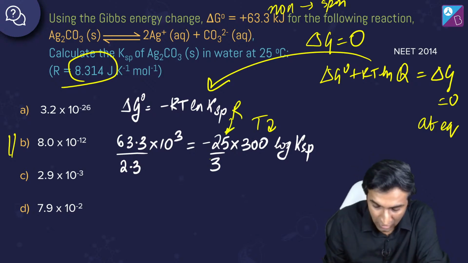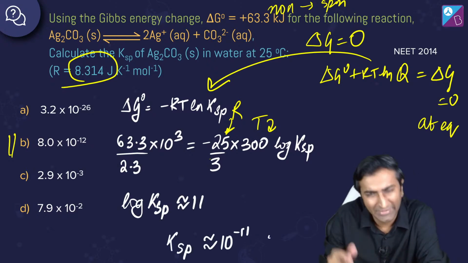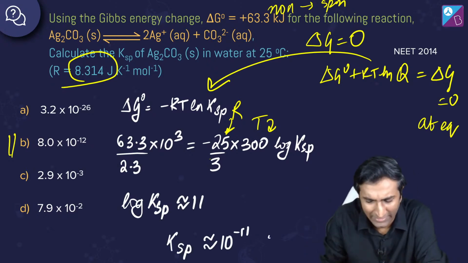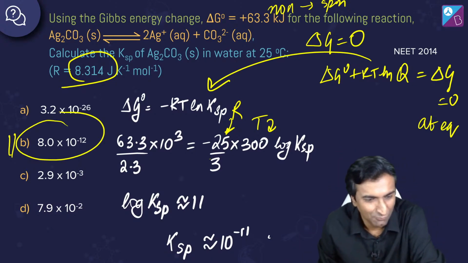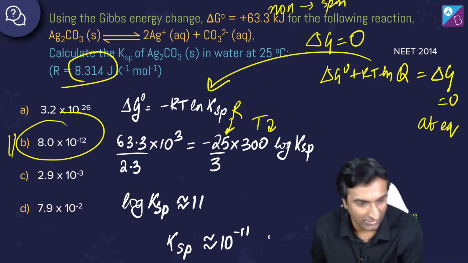And if you do all of this, you get that log KSP is approximately equal to 11 and KSP is approximately equal to 10 power minus 11. The closest answer is B. Good job. Beautiful. Great job, Lavanya. Absolutely great, Lavanya.